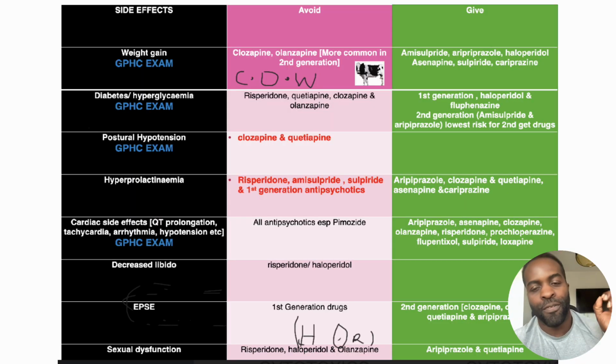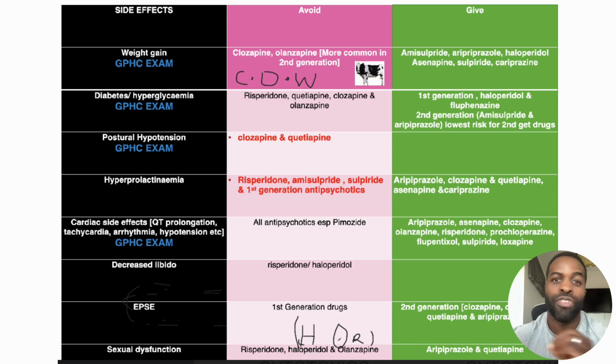So here is a table that I've put together for you. This table is an amazing summary of some of the common areas that get tested when the GPhC tests you on antipsychotics. The first thing you need to know are the different side effects of your different antipsychotics. Metabolic side effects, especially for your new generation antipsychotics, because the old generation antipsychotics tend to cause a lot of extrapyramidal side effects. But the new generation, such as clozapine, for example, have more metabolic side effects. So here are the ones that get tested in your GPhC exam.